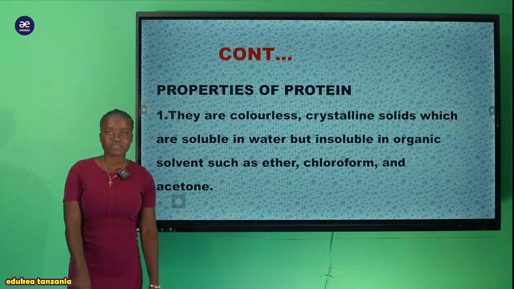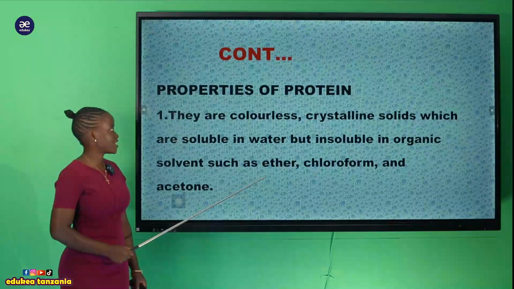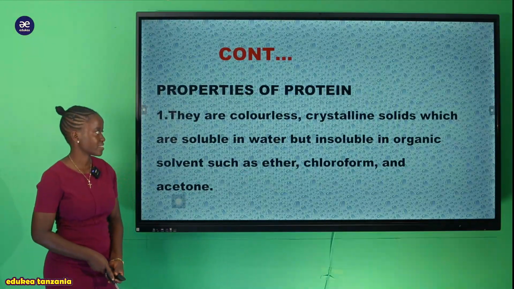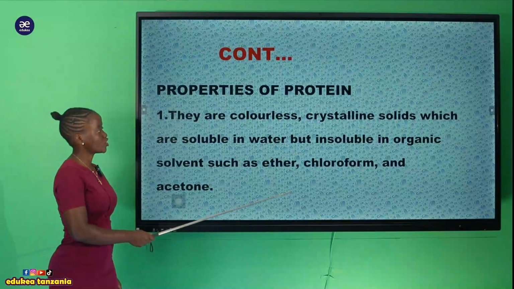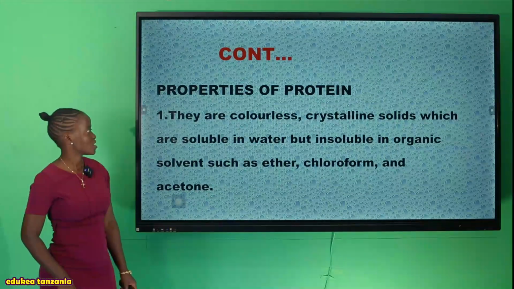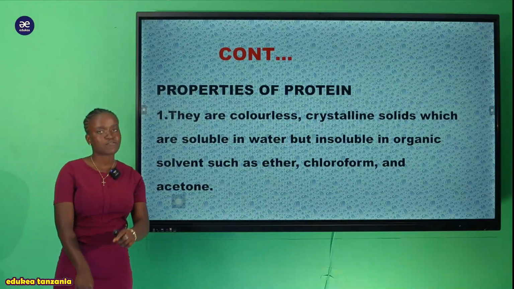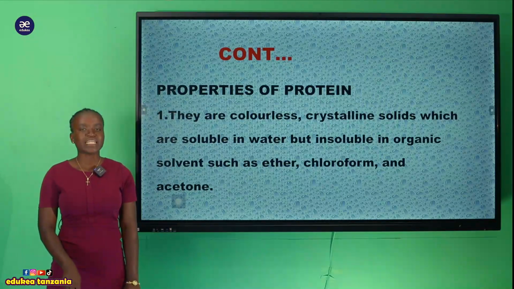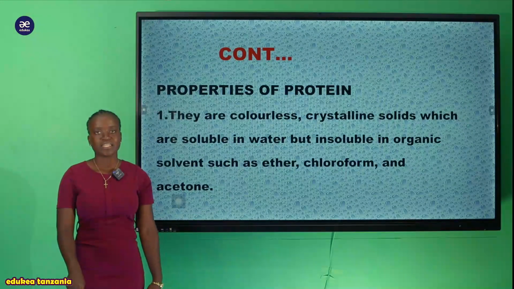So now first let's see the properties of the proteins. And the first property of protein, they are colorless. The proteins, they are colorless crystalline solids, which are soluble in water but insoluble in organic solvents such as ether, chloroform, and acetone. So these molecules of proteins, which have been made with a long chain of amino acids, we have seen that they are colorless compared to the rest of the organic molecules, that is carbohydrate and lipid.